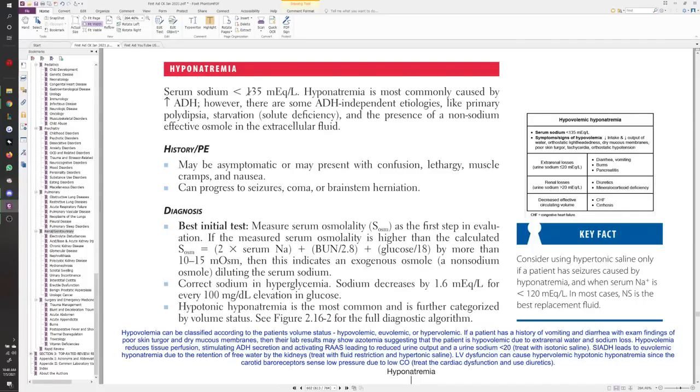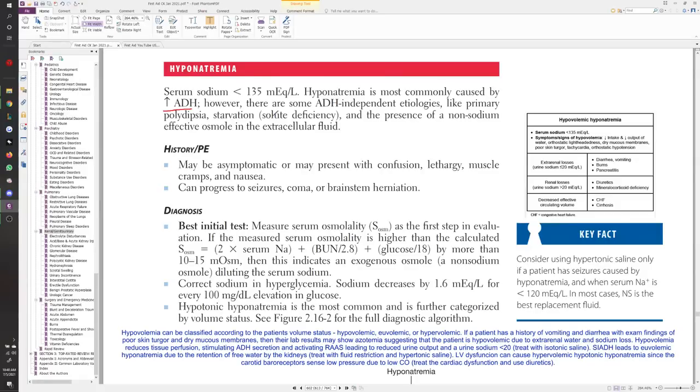So now your serum sodium is less than 135, right? Normal is 135 to 145. Hyponatremia is most commonly caused by high ADH, which is most commonly seen in SIADH, and it can also be in some lung cancers, right? Small cell lung cancer can also release ADH, which would be basically another variation of SIADH. However, there are some ADH-independent etiologies like primary polydipsia, a person drinking too much water, starvation, where you just don't have any salt intake at all.